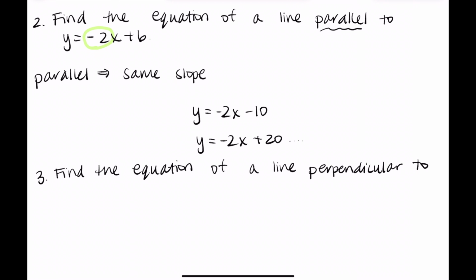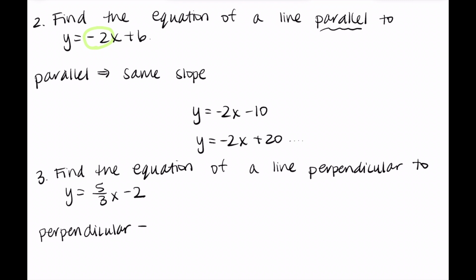For number 3, it's saying to find the equation of a line perpendicular to y equals negative 5/3 x minus 2. So here, again, we want to look at our slope, but here we want a line that's perpendicular. So what does perpendicular mean? That means that our slope for the line that we are finding right now would be the negative reciprocal. So let's go through and look at our original slope. Our original slope here is negative 5/3.